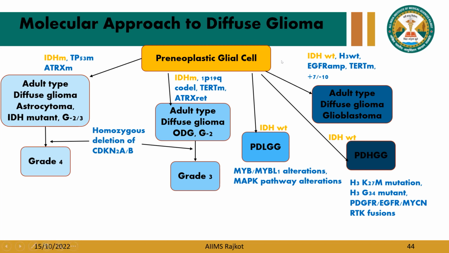If there is an IDH wild type with EGFR amplification or TERT mutation or chromosome 7 addition and 10 deletion, then it is glioblastoma. If there is an IDH wild type with mutations in H3, PDGFRA, EGFR, MYCN and RTK, then it is pediatric type high-grade glioma. If there is an IDH wild type with MYB or MYBL1 alteration and MAPK pathway alteration, then it is pediatric type diffuse low-grade glioma.